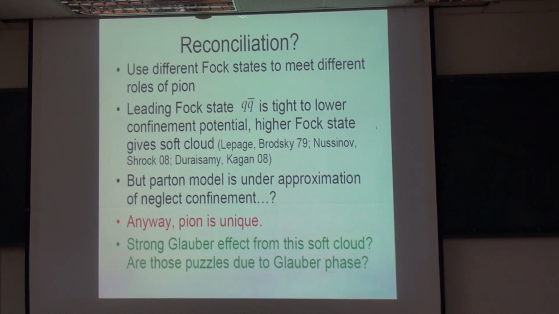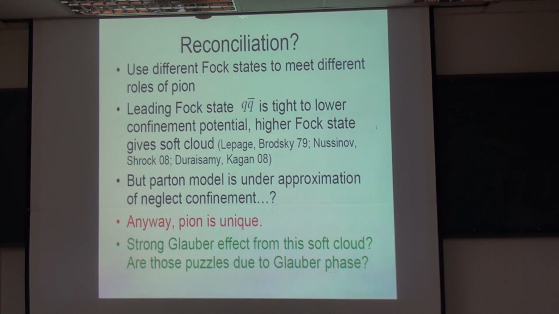It's also some conflict, but it's not a zero. Strange mass, yeah. Certainly, this conflict rule is not completely resolved yet. So some people propose to use different Fock states to meet different rules of pi. For example, you can use the leading Fock state, Q bar. Argue that this QQ bar is tight enough to lower the confinement potential, and a higher Fock state, like a QQ bar, Gulong, to give it a soft cloud. And so these people argue in this way.